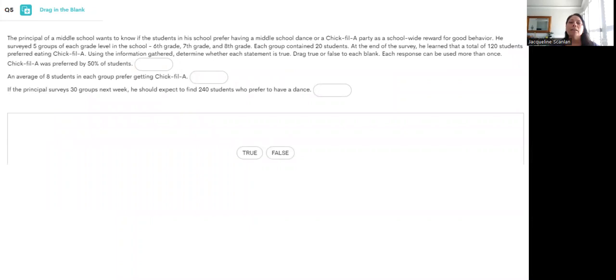Question 5 is a drag in the blank question. It looks like it's true or false. It says the principal of a middle school wants to know if the students in his school prefer having a middle school dance or a Chick-fil-A party as a school-wide reward for good behavior. He surveyed 5 groups of each grade level in the school. There are 3 grade levels, 6th grade, 7th grade, and 8th grade. So he surveyed 5 groups in 6th grade, 5 groups in 7th grade, and 5 groups in 8th grade. Each of those groups contained 20 students.